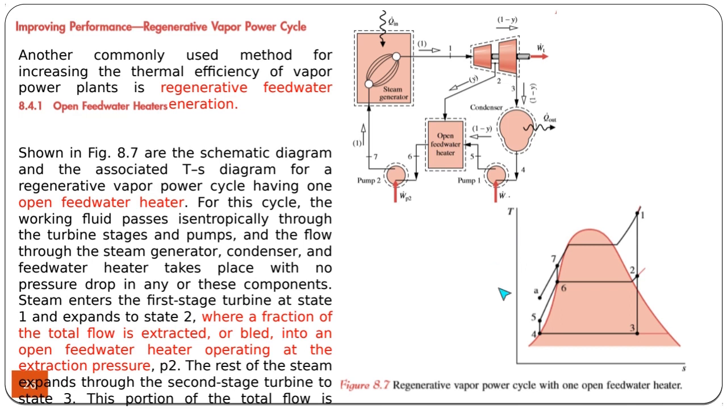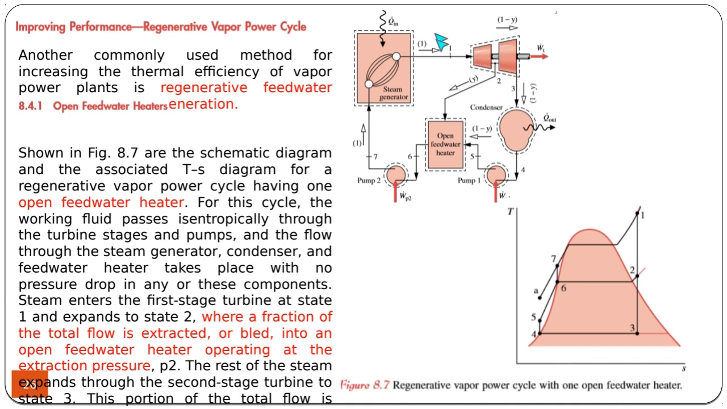But instead of sending colder feed water to the boiler, it's possible to heat the feed water beforehand, then send it to the boiler at higher temperature. So what is done here is to still use a single turbine, but some part of the steam is taken from an intermediate step and it's sent to the open feed water heater.